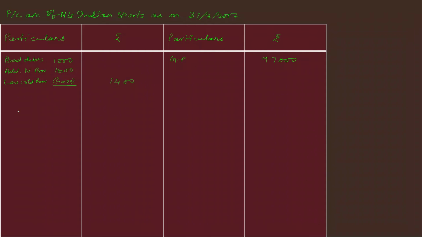Yes, now trade expenses is 2,400. Then your printing and stationery you have 2,000. Then your rent 5,000.